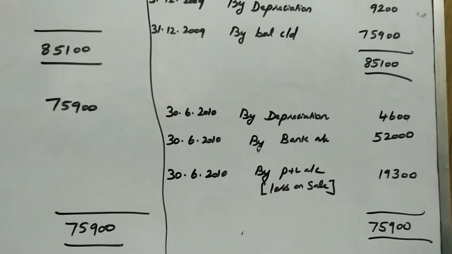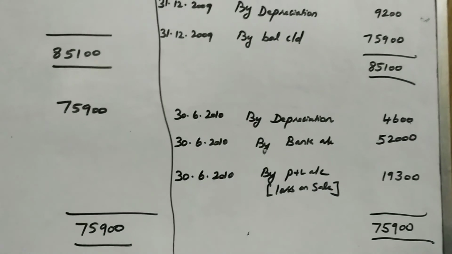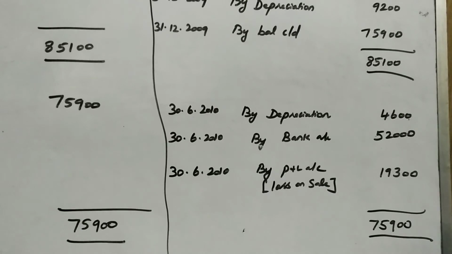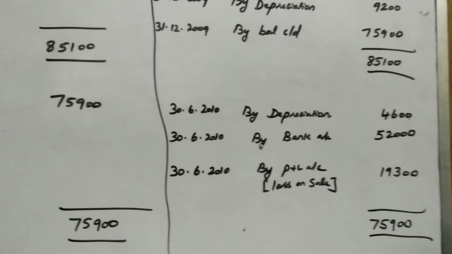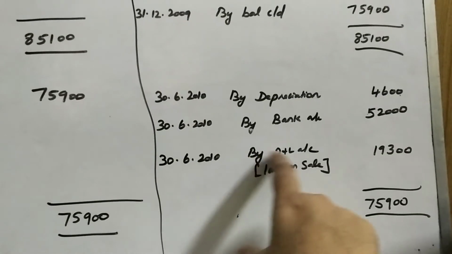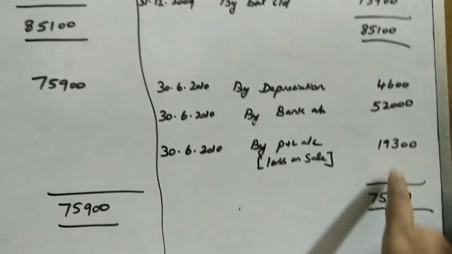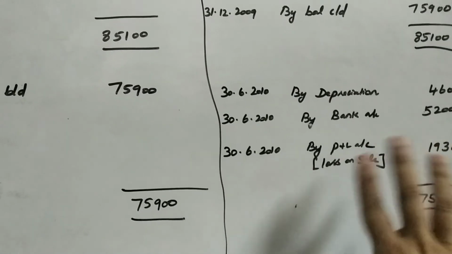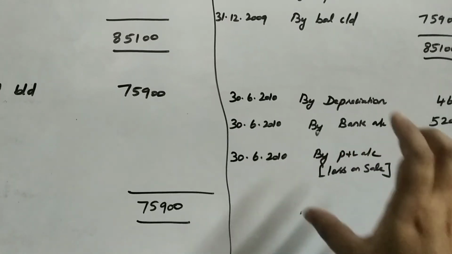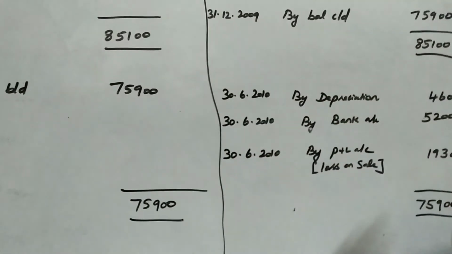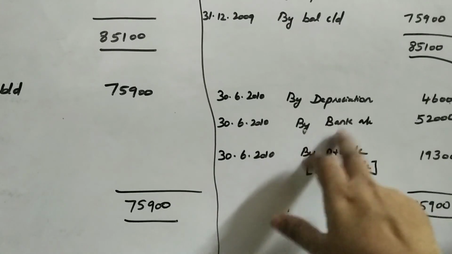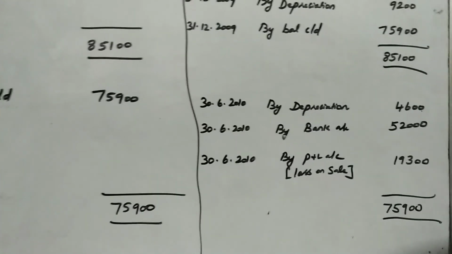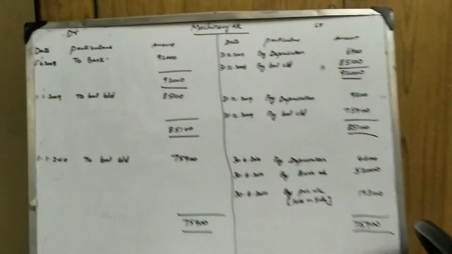Then we are incurring a loss. So for the loss on sale of machinery, the entry is profit and loss account debtor to asset account. So by P&L account 19,300. So both sides will be equal. Nothing for carry down. So that machinery account is closed. So we are making a sale of machinery. So the asset account is closed. So able to understand this?